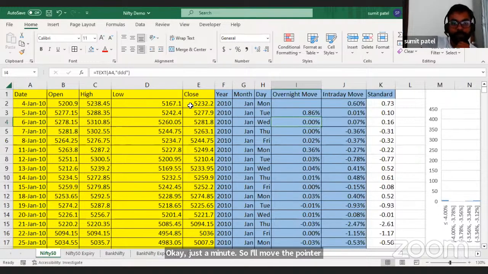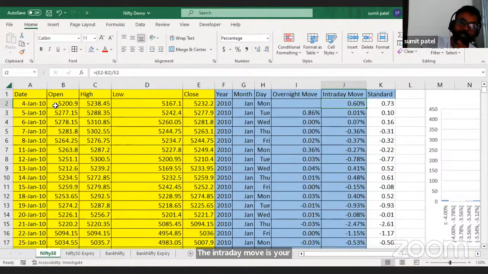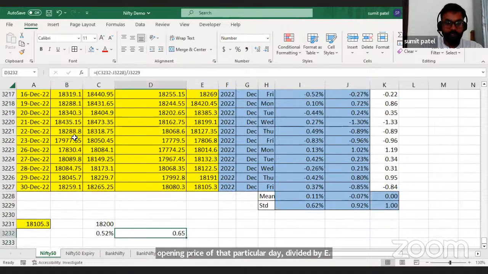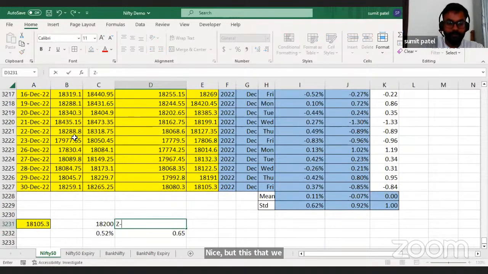Overnight is the open price of today minus the close price of yesterday, divided by the closing price of yesterday. So that's the percentage increase during the night. The intraday move is your closing price minus the opening price of that particular day, divided by the opening price. Now this that we have is the Z value.